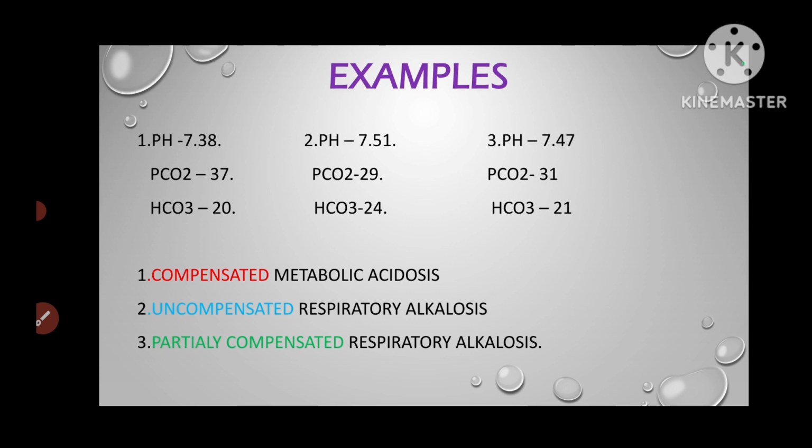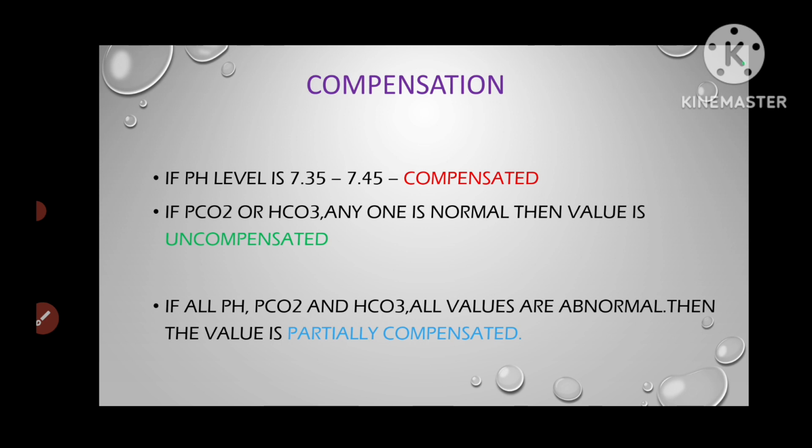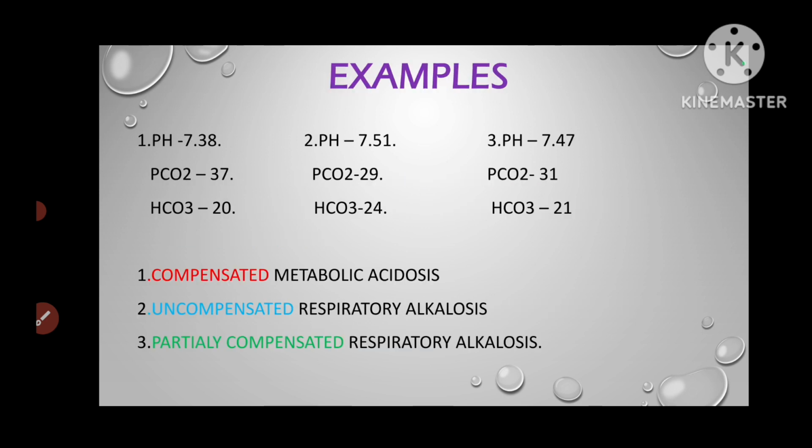Now we have found out that it is metabolic acidosis. How can we find whether it is compensated? In the previous slide, we know that if the pH value is between 7.35 to 7.45, it is compensated. So the answer is compensated metabolic acidosis.